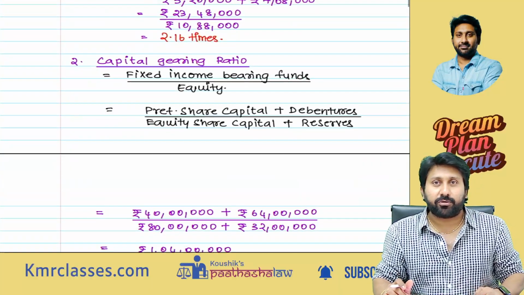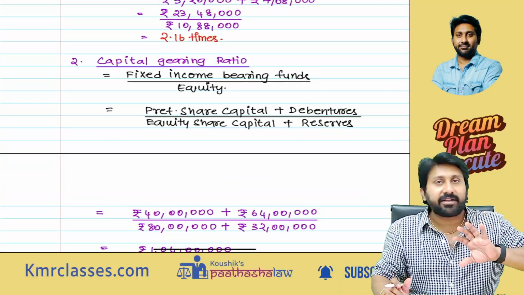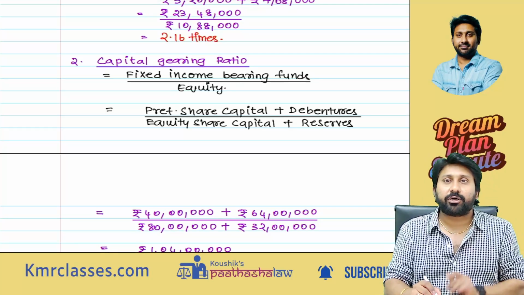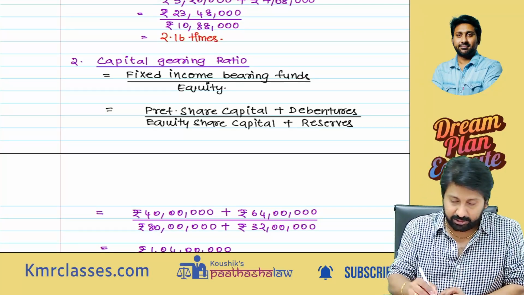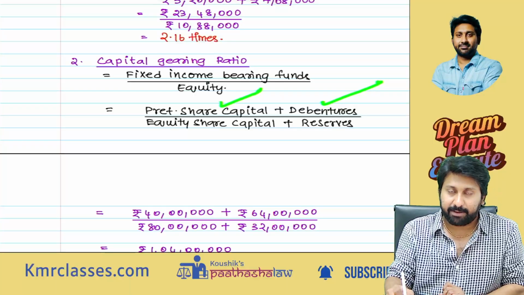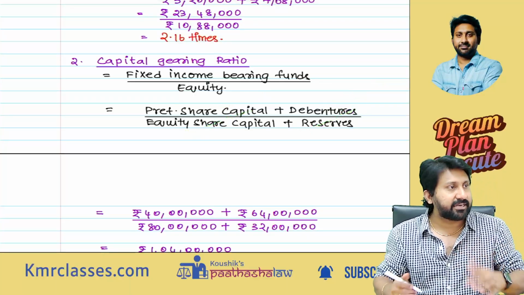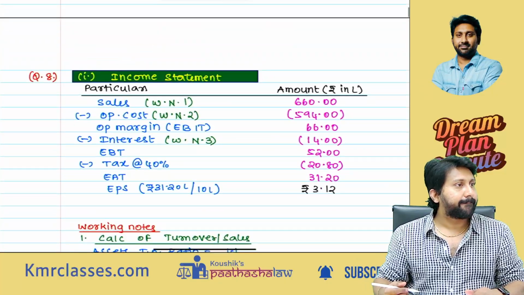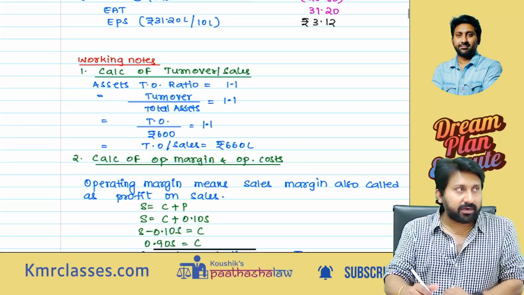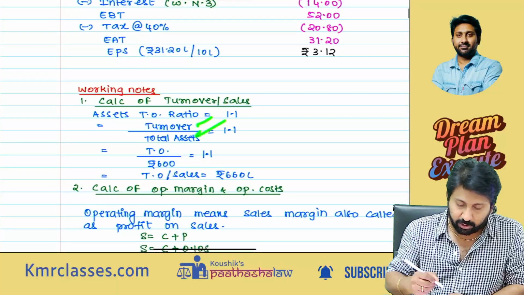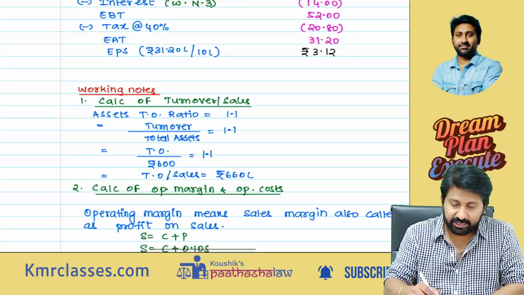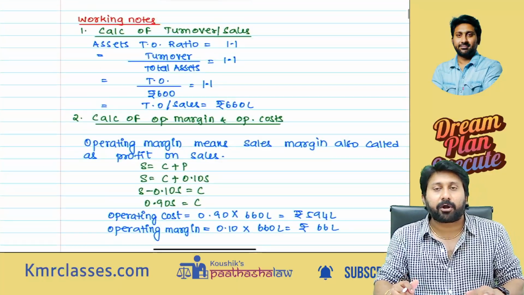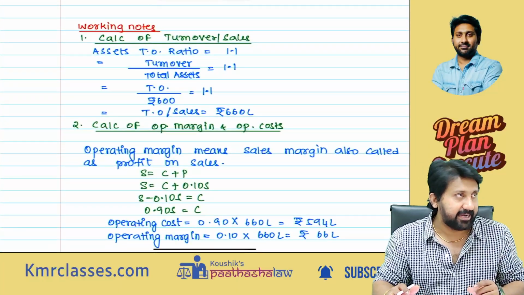Capital gearing ratio. This is calculated the same way as the debt equity ratio. See, debt equity ratio. Debt means what here? Preference is also a debt. So, preference share capital plus debentures, debt by equity, equity share capital plus reserves, is the answer. That's it. Next. Turnover ratio, asset turnover ratio: turnover by total assets. Gross margin means the profit on sales.